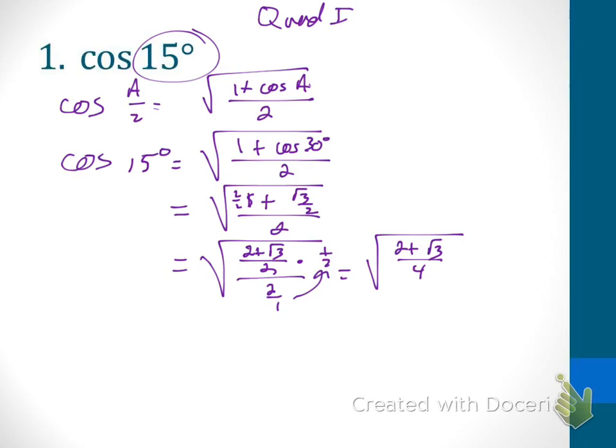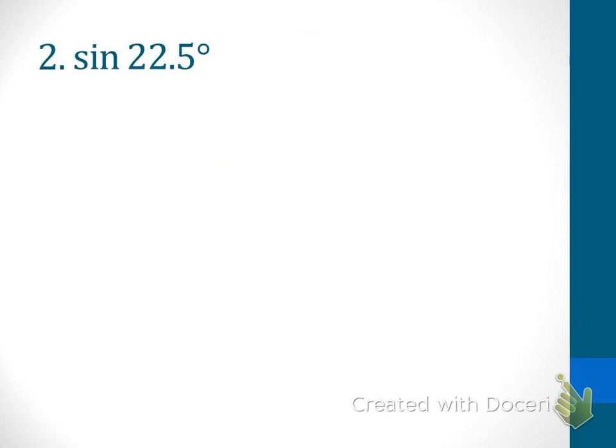Now, from here, we're just going to leave it. I know it looks weird, square root of 2 plus radical 3 over 4. But again, we're just trying to get used to these formulas, and worrying about how to simplify that and all that kind of stuff is more than what we want to take on right now. So just leave it like that. Okay? There you go. Next one.